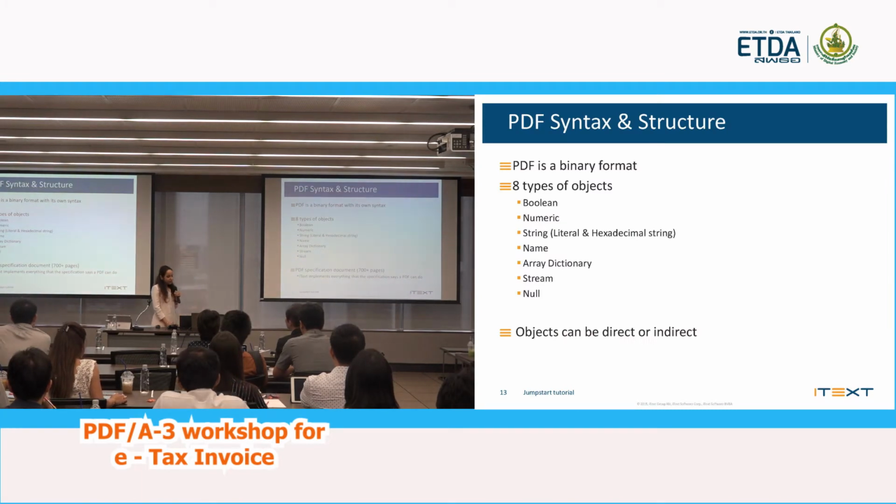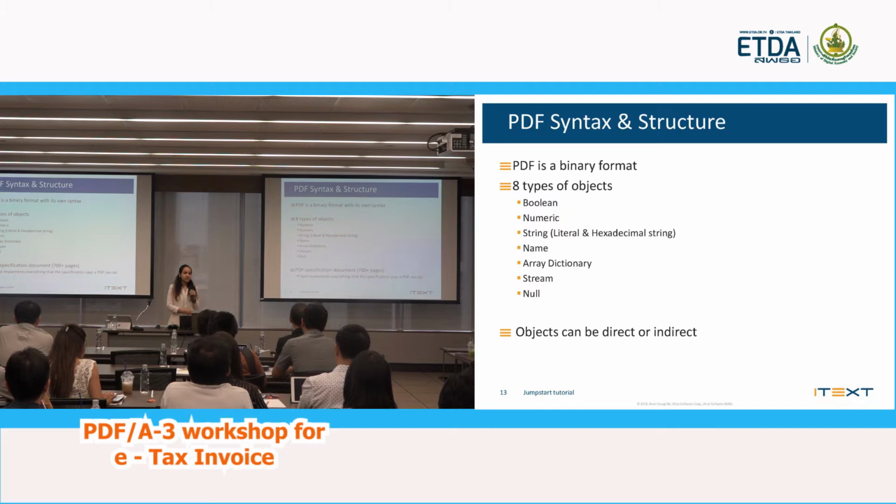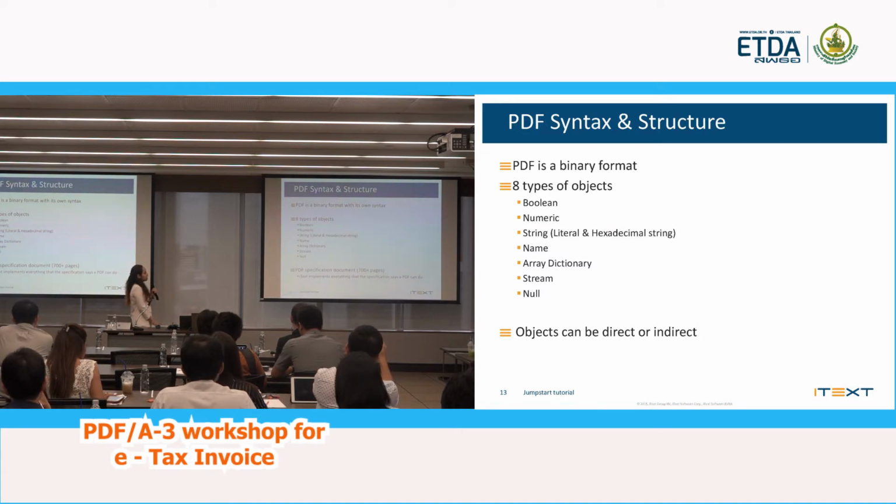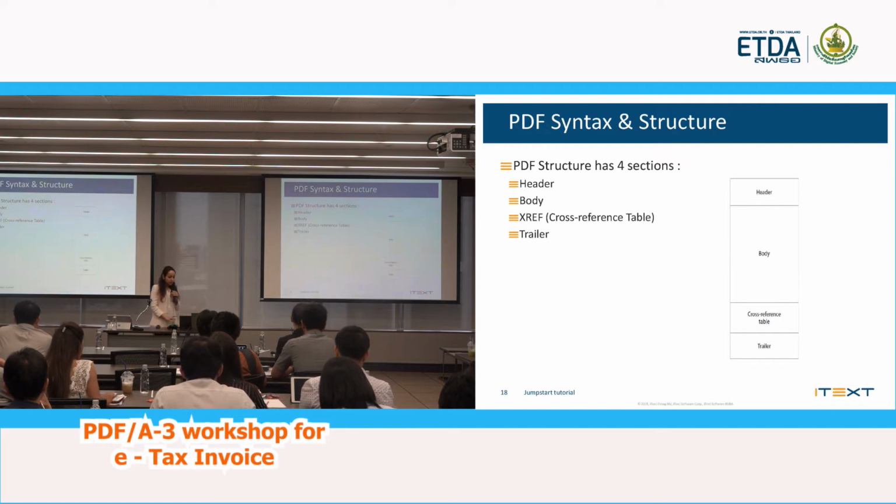So PDF is a binary format with its own syntax. It has some 8 different types of objects listed here. And if you want to know more, there is a PDF specification document, which is probably more than 700 pages. But the important thing to note here is that iText implements everything that the specification says a PDF can do. If we look at the PDF structure, it has 4 sections: a header, a body, an xref, that's a cross-reference table, and a trailer.